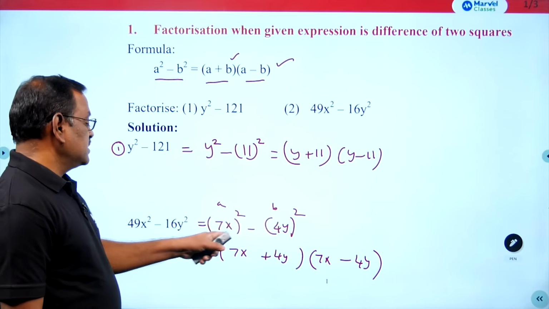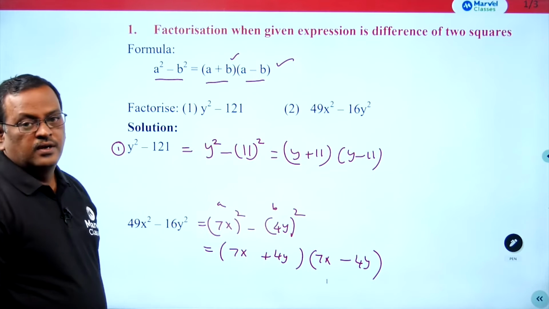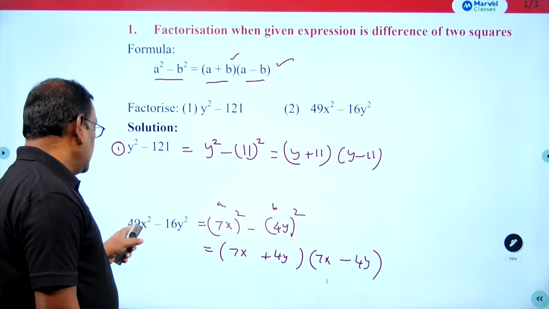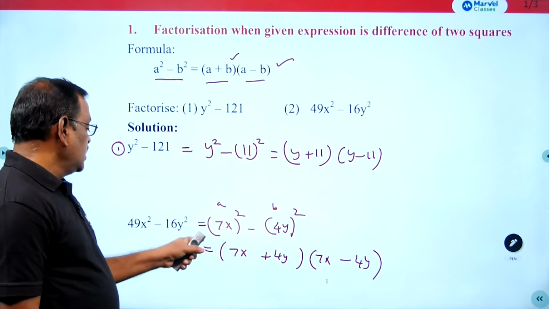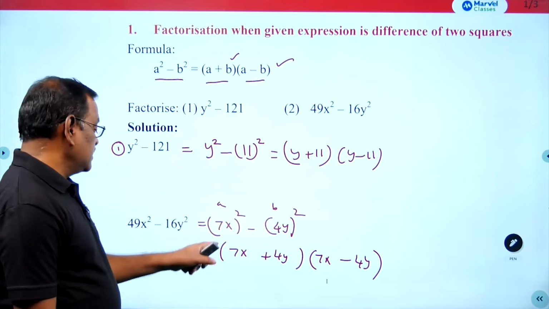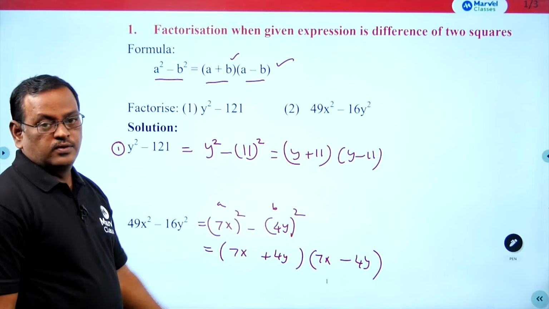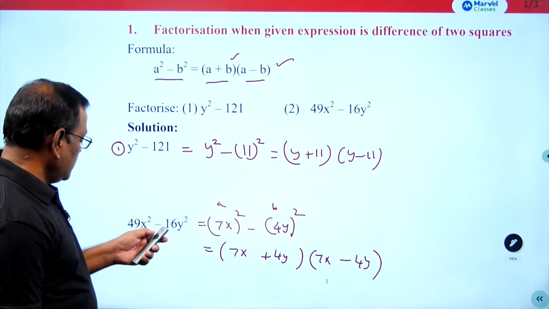So here the coefficients are other than 1, but here the coefficient is 1. Whenever the coefficient is other than 1, but both the numbers are square numbers, you can write this expression like this: 7x the whole square and 4y the whole square. Okay, and this is a direct sum.